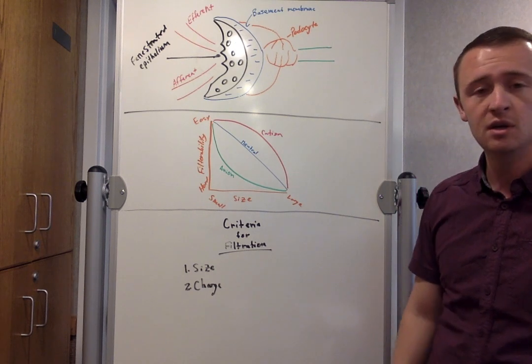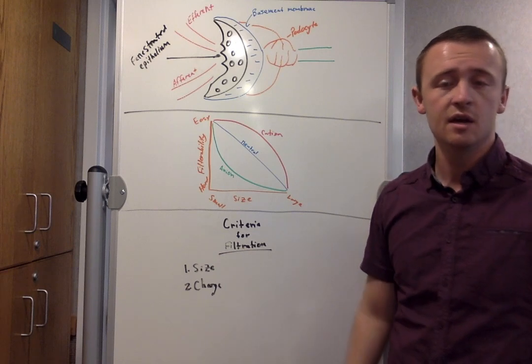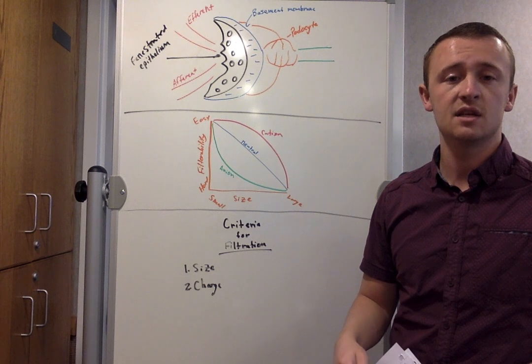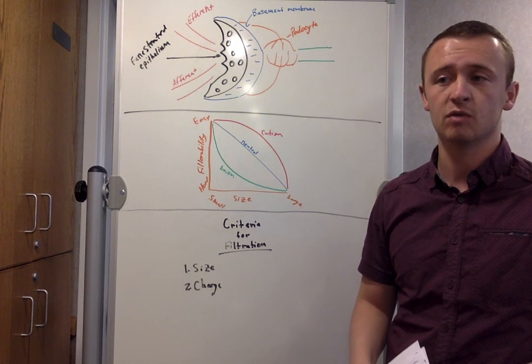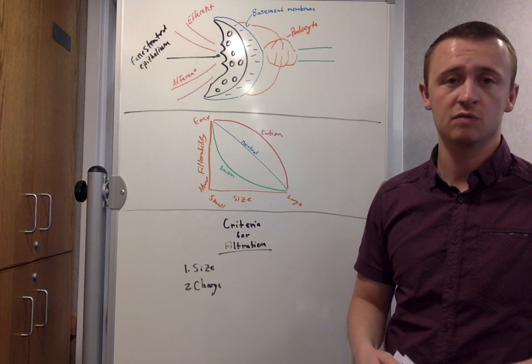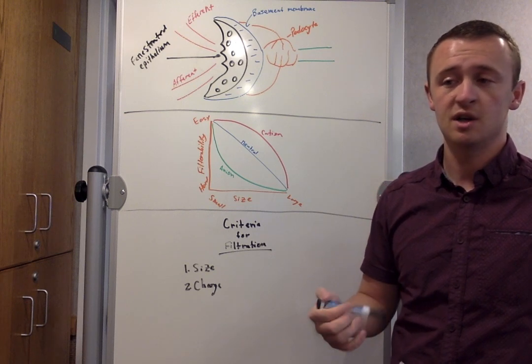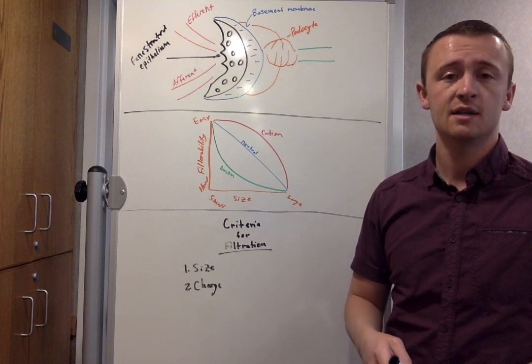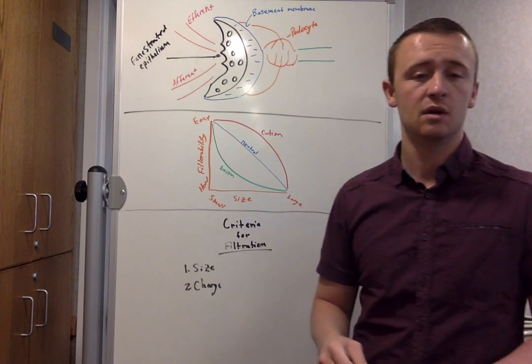Criteria for filtration, we have two main criteria that you should know. You should know that we filter against size and charge. Those are the two things that we look for. Really big things don't filter well. Really negatively charged things don't filter well either. So we should never see red blood cells in the urine, and we should not see many proteins either.